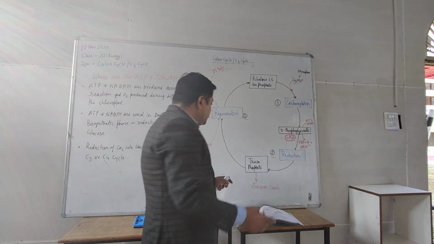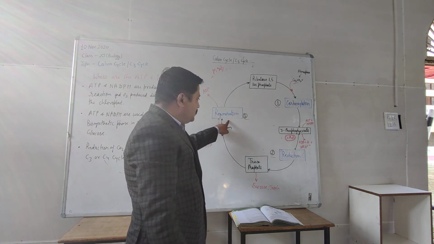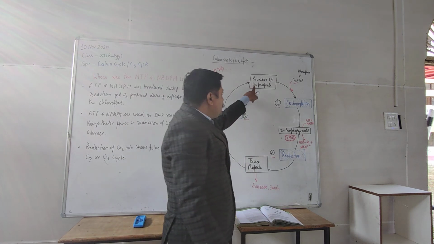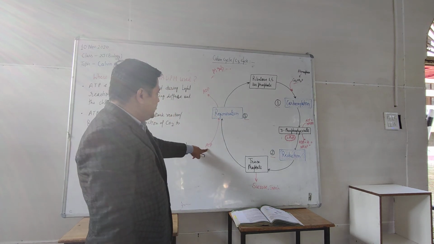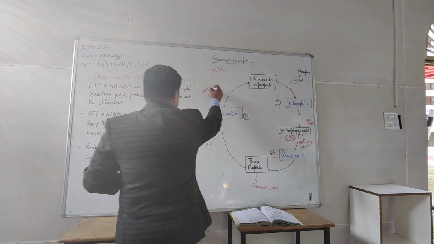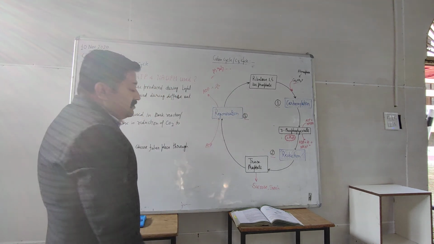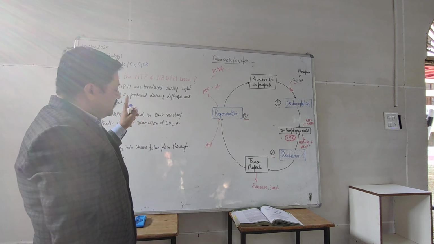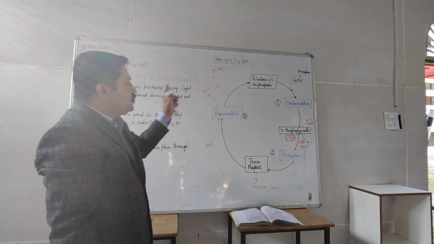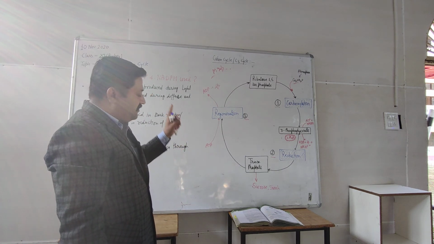What happens after that is this triose phosphate again regenerates into ribulose 1,5-bisphosphate, and it again requires energy, ATP, and it changes ATP into ADP and inorganic phosphate. So the energy which was produced in the light reaction is used here. So this is the complete Calvin cycle.